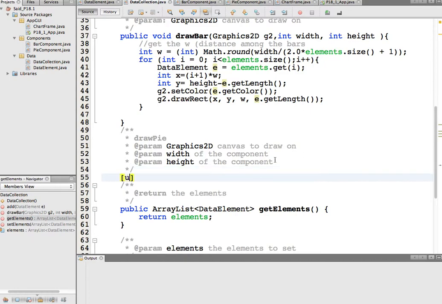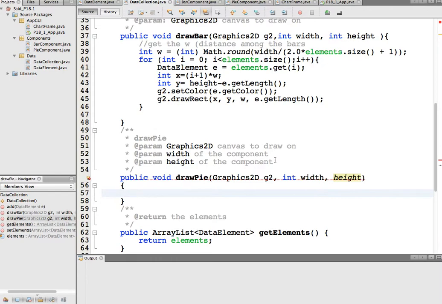So this will be public void drawPie, and it will receive the same parameters, width and height. Okay. I forgot the integer here.